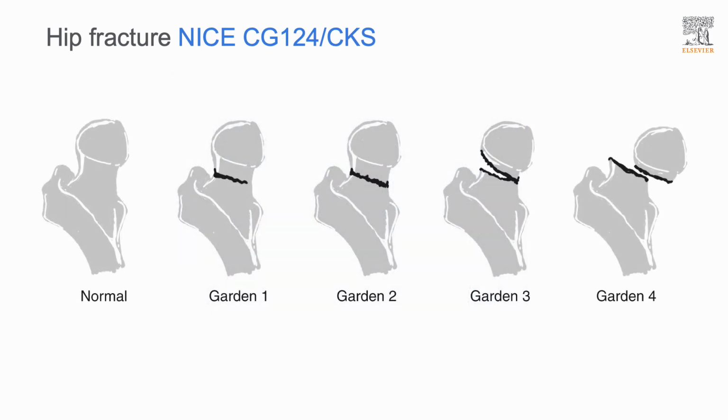Another commonly used classification system for intracapsular fractures is the Garden classification, which relates to the degree of displacement of the femoral head. Type 1 is an incomplete fracture. Type 2 is a complete fracture which is undisplaced. Type 3 is a complete fracture which is partially displaced. And Type 4 demonstrates a complete fracture which is fully displaced.